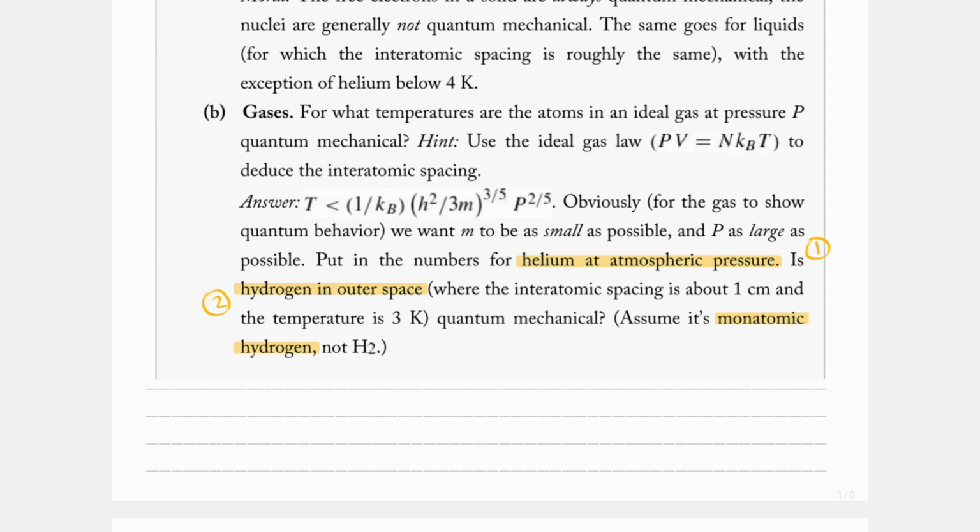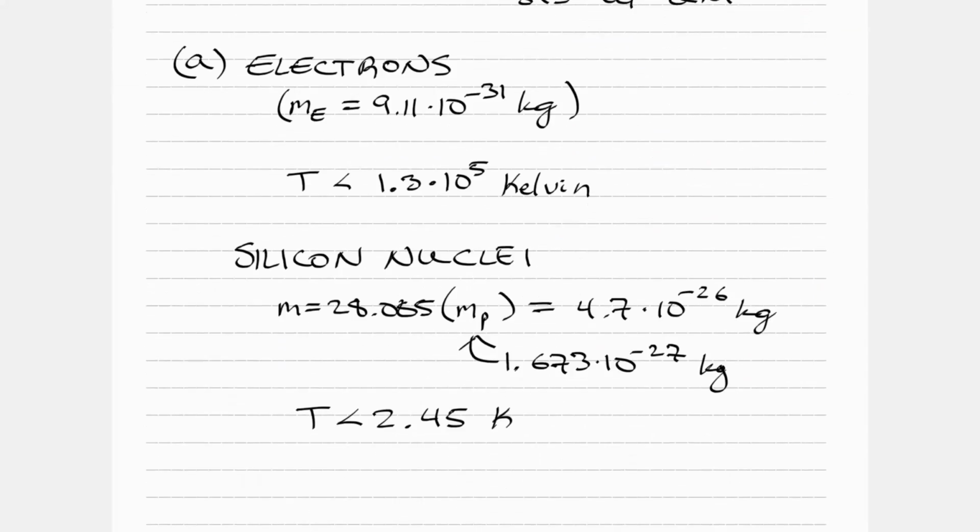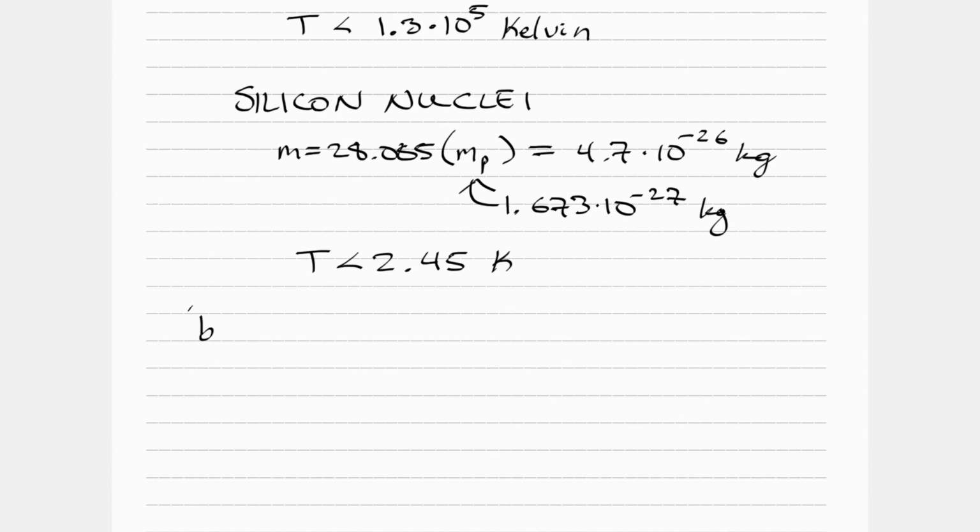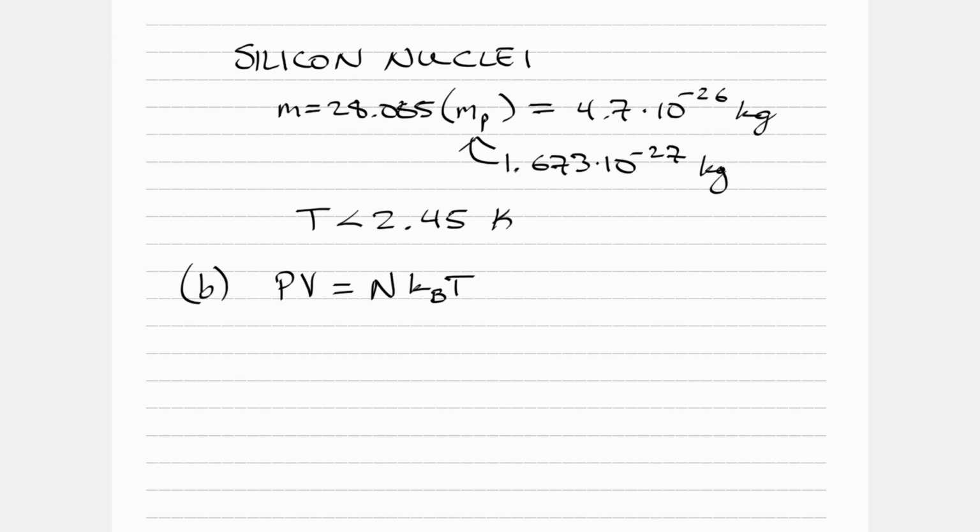So for this one, we want to know for what temperatures the atoms in an ideal gas at pressure P are quantum mechanical. The words ideal gas tell us we definitely have to use our ideal gas law. So instead of PV equals nRT, we're going to be physicists and say PV equals capital N kBT, where N is the number of particles or molecules, kB is our Boltzmann constant, rather than little n for moles and R for our other constant.